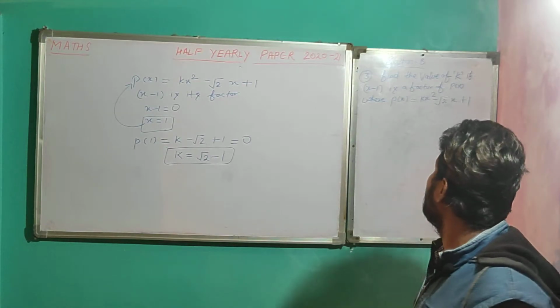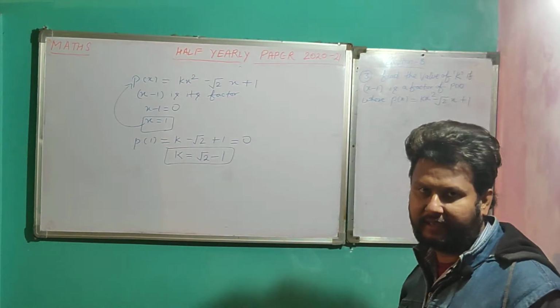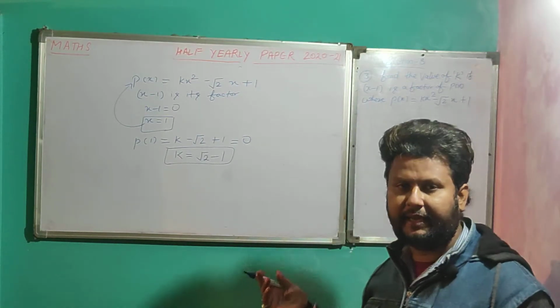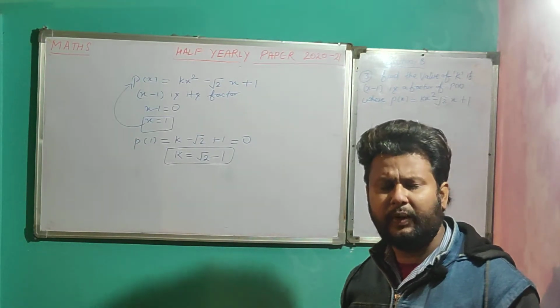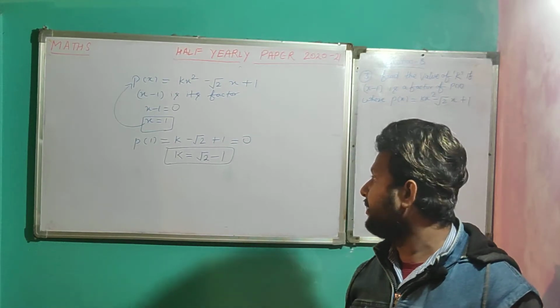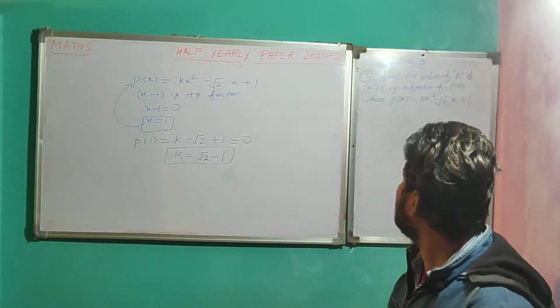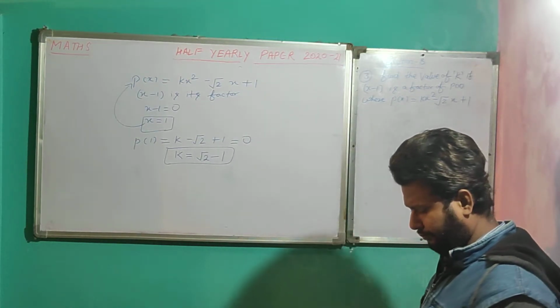Okay, if x minus 1 is its factor, then we will put the value of x equal to 1 in that equation p(x), and we will equate that equation equal to 0. Then we will get the value of k. Now next question, question number 4.